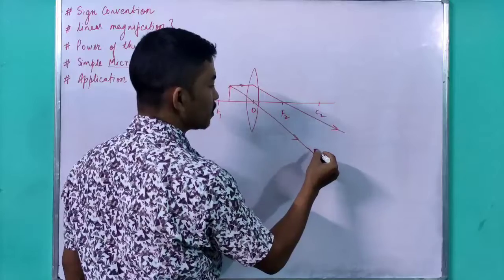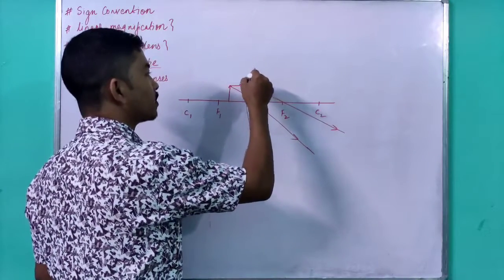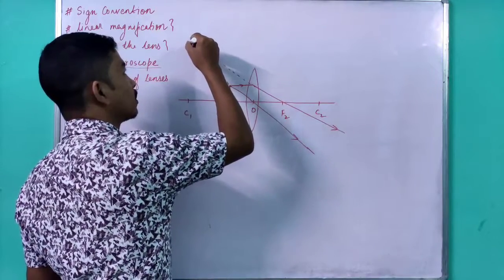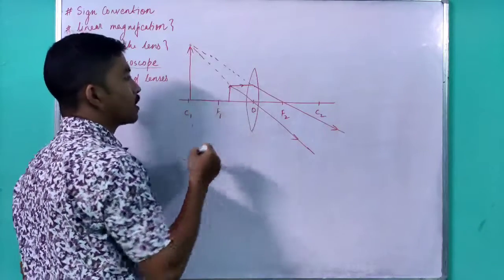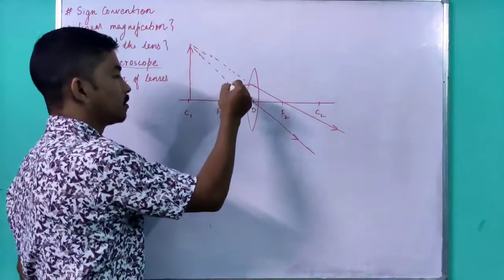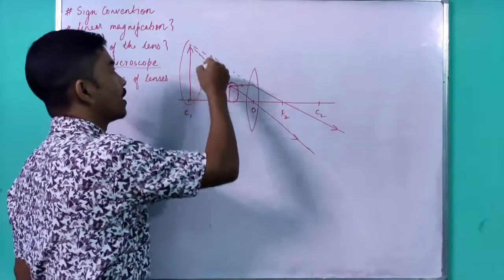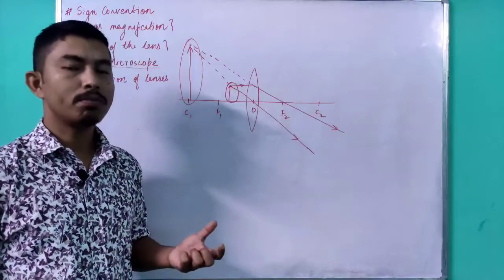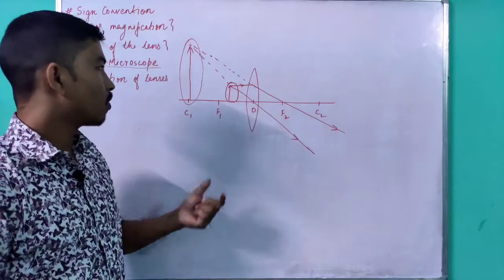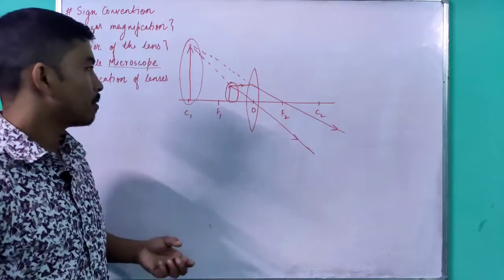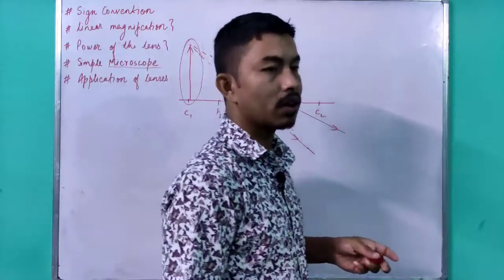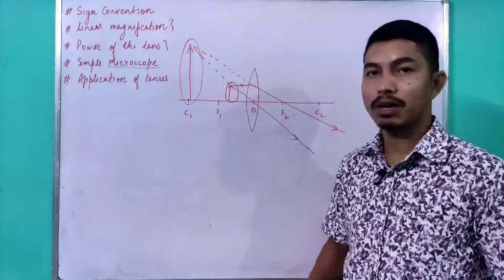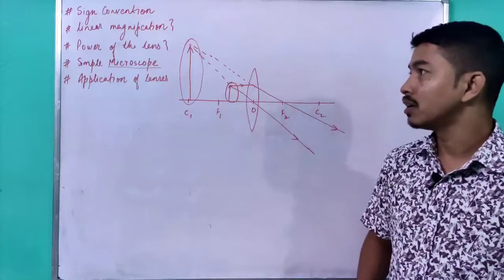We see that this ray is a diverging ray, so the image will be formed by extending the refracted ray backward. Here is the image formed. Clearly in this diagram, we see that the object is magnified. Thus we can say that this is a simple microscope. A simple convex lens of a very short focal length is known as a simple microscope. When we want to use this convex lens as a simple microscope, we must keep in mind that the object must be kept between the focus and the optical center.